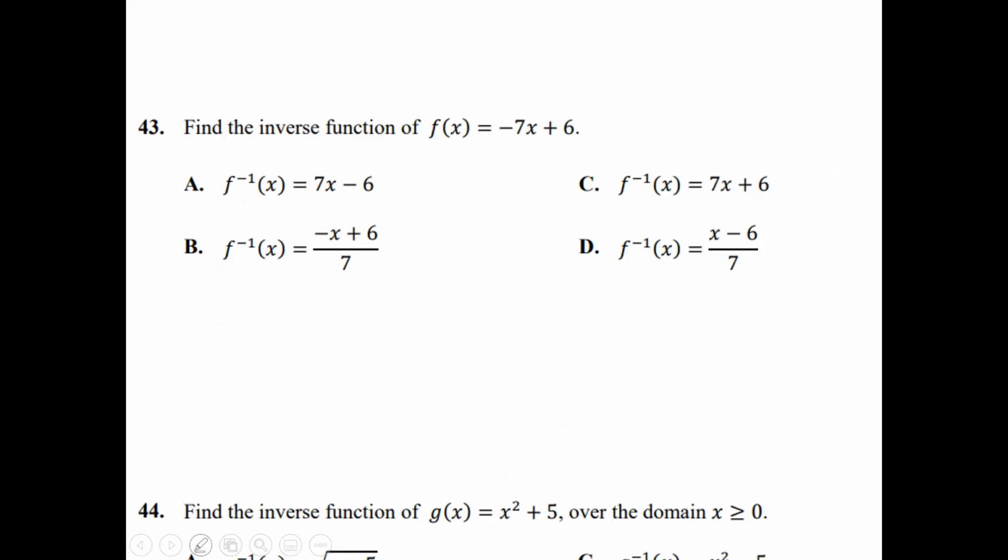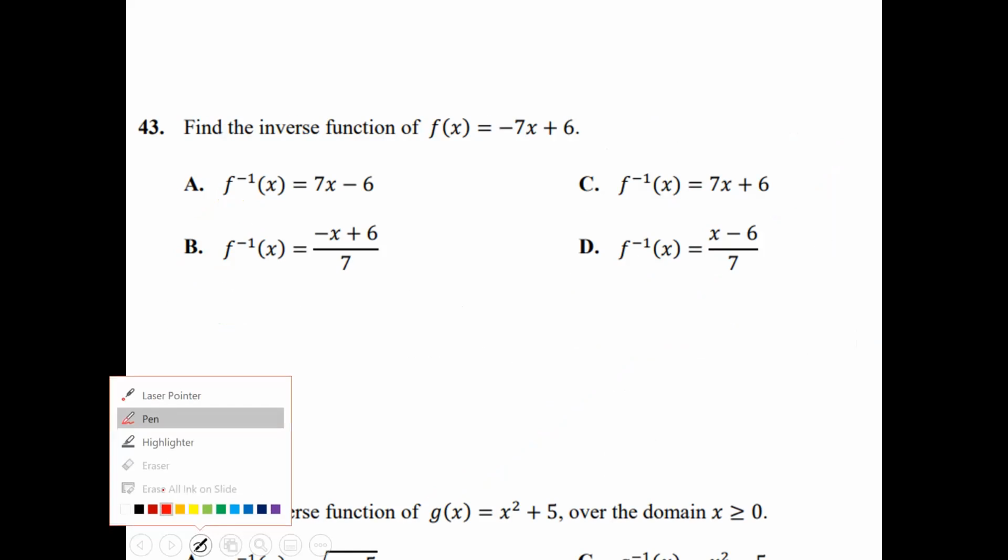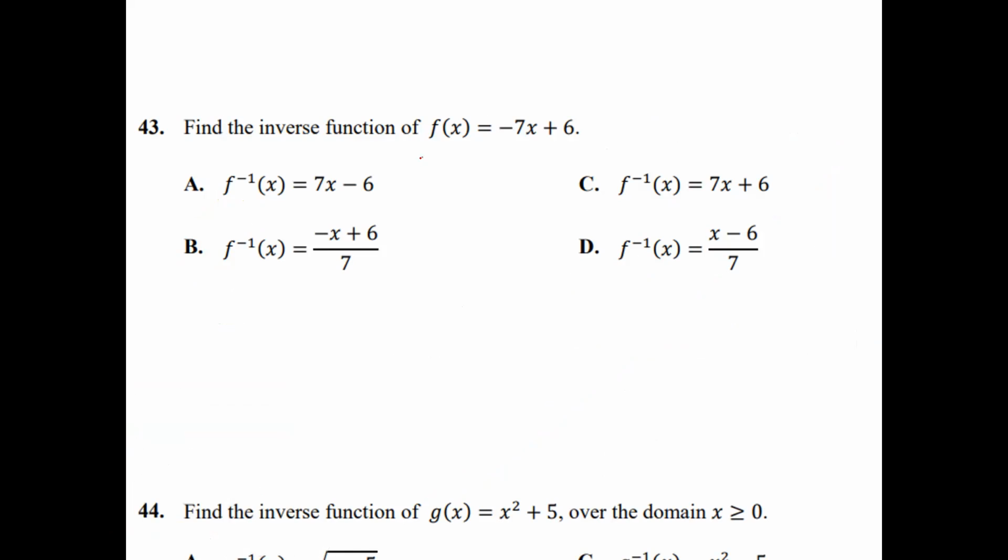Number 43, find the inverse of this. Remember when we talked about inverse, first you change the f of x to y, so y equals negative 7x plus 6. Now you're going to solve for x. If you solve for x, you subtract the 6, and divide by the negative 7.